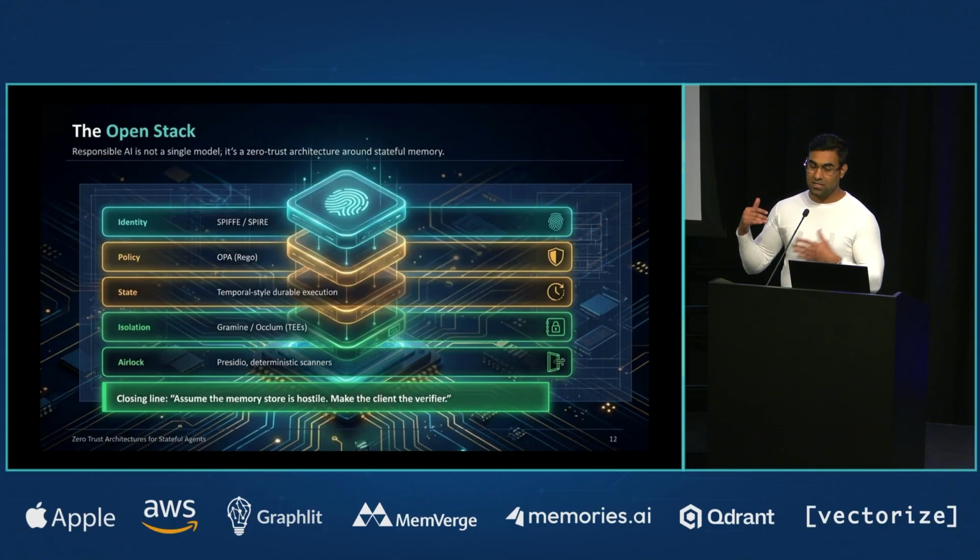So this is essentially the entire open stack of how things are now created, and how you want to stack it up: identity, policy, state, isolation, and airlock. Once you put these things into your agent, it becomes a responsible agent. It is a zero trust agent at that point, essentially.